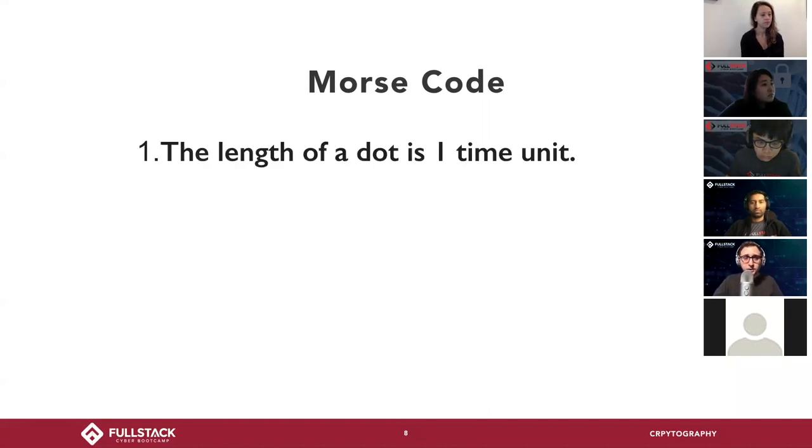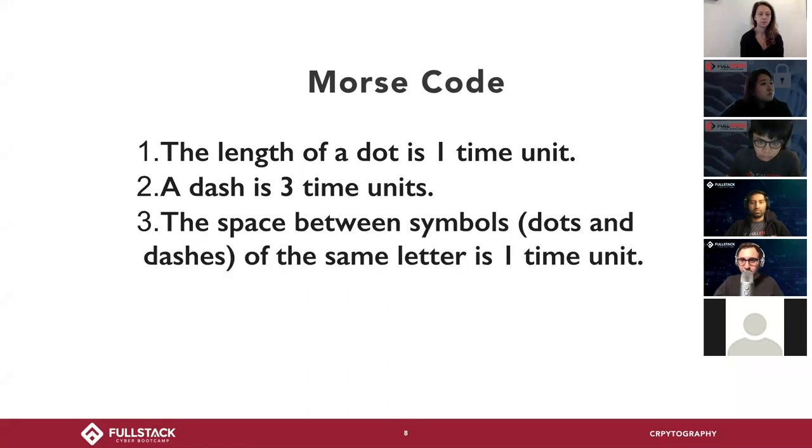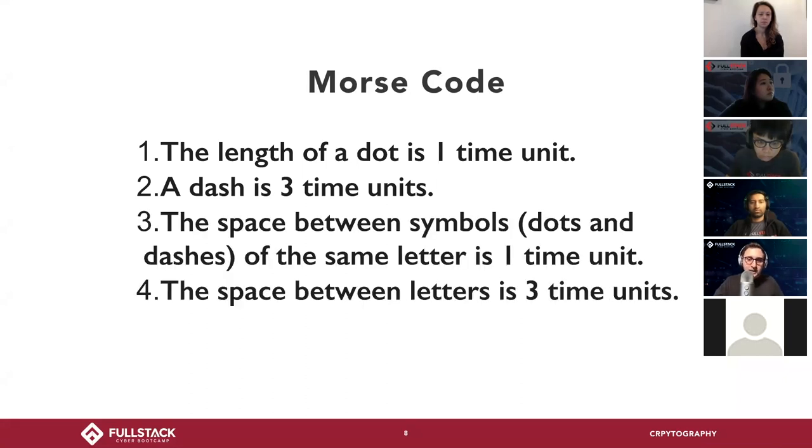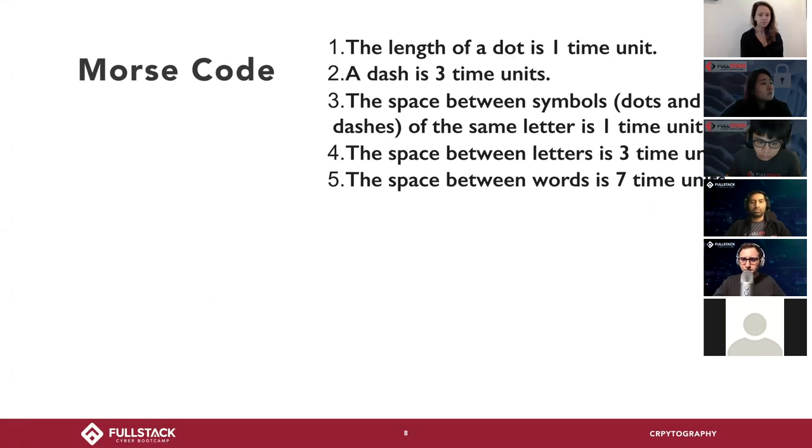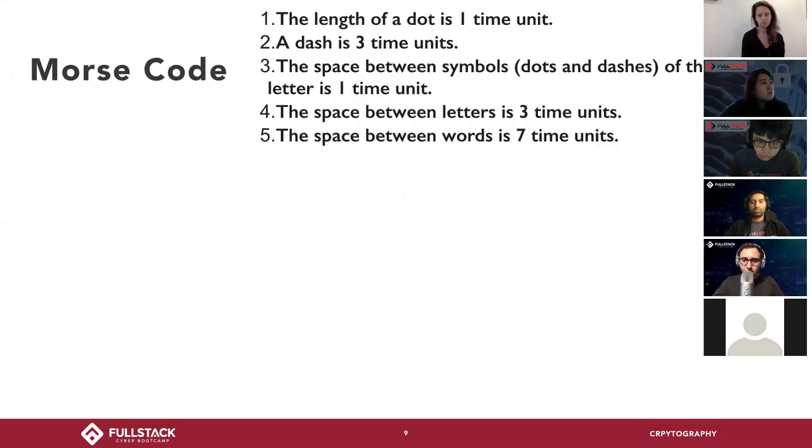So these are the rules. We're going to say that short beeps last 1 second or one time unit, a dash or a long lasts 3 time units. Every time we have a new letter, we're just going to wait 1 second or one time unit between each one. The space between every letter is going to be 3 time units. And then the space between words is 7 time units. So using all of these rules, we can start to press really quick. We can go beep, beep, beep, beep, pause, pause, pause, beep, beep, right?